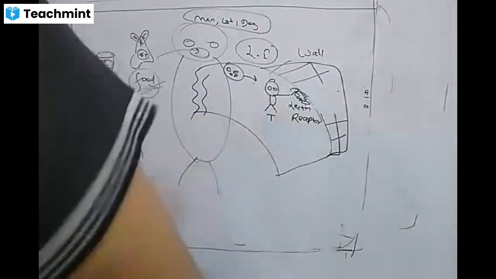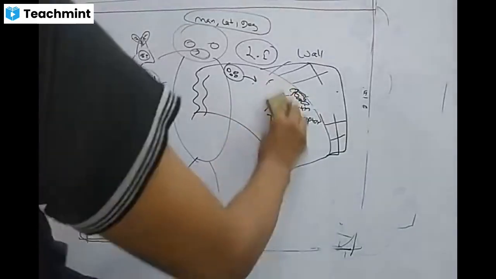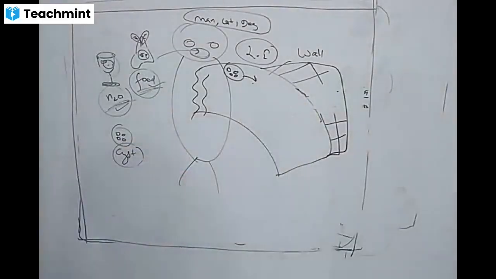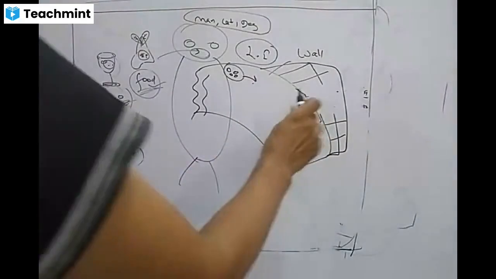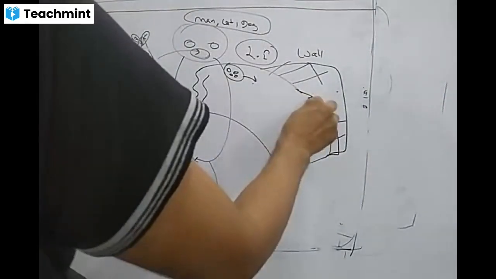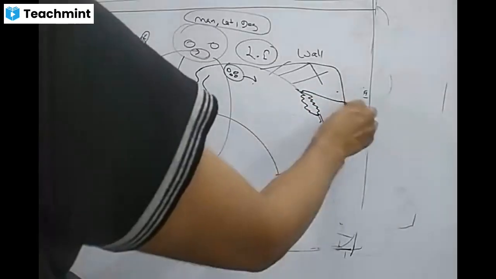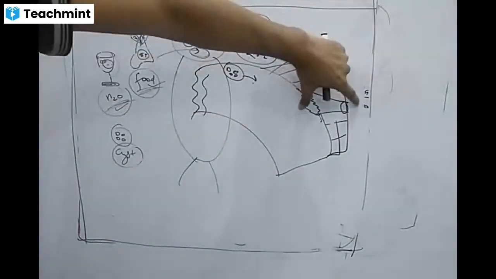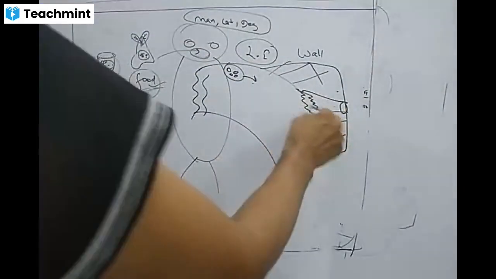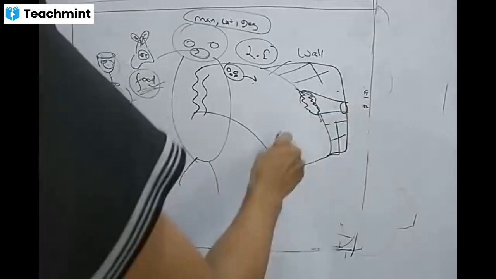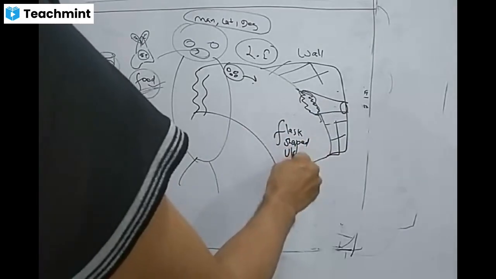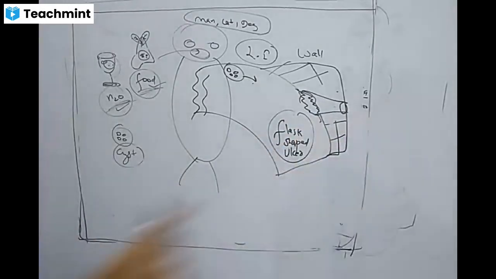It starts eating. This trophozoite will eat the wall and damage it in such a manner that it will create some structure like this. It will digest the wall of the intestine like this. And this structure is known as a flask-shaped ulcer. And this was an MCQ in your ICAR 2020 exam.